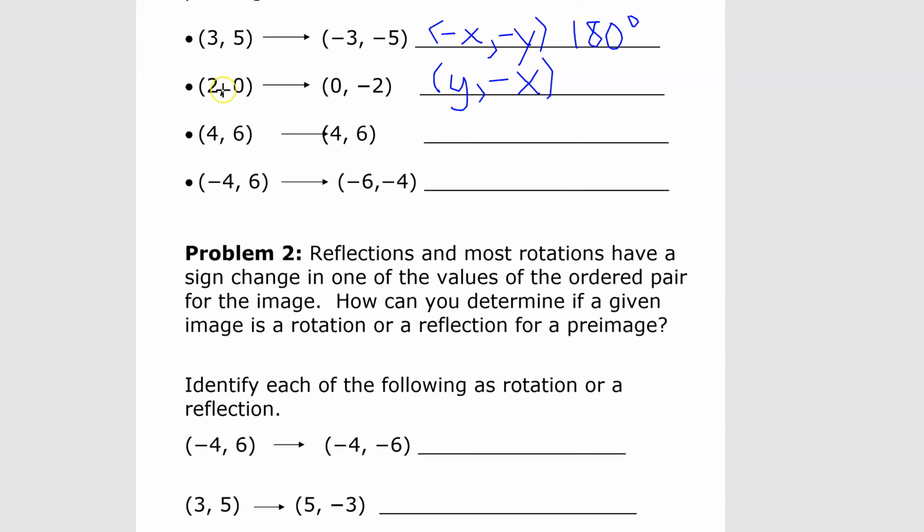The 2, that was the x-coordinate, became the y-coordinate in its opposite form. And this y-coordinate became the x-coordinate. So that's the rule y, -x, and that is 90 degrees clockwise.